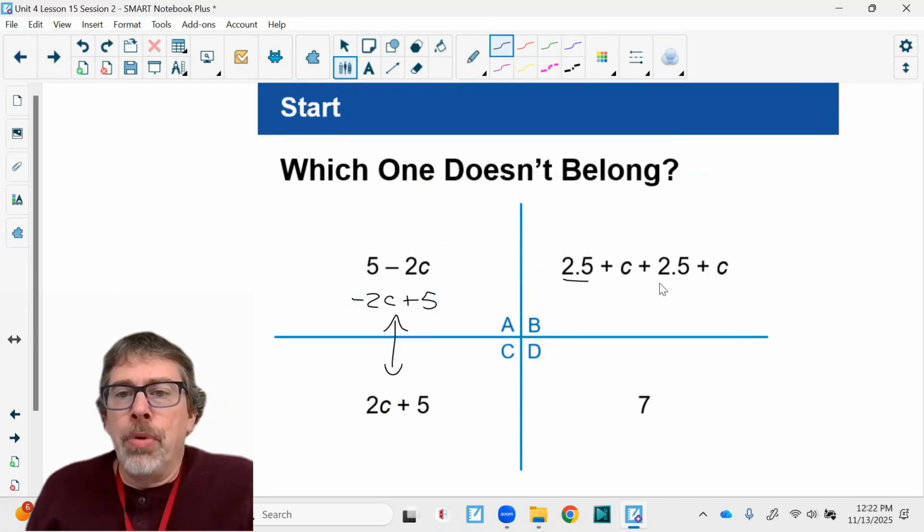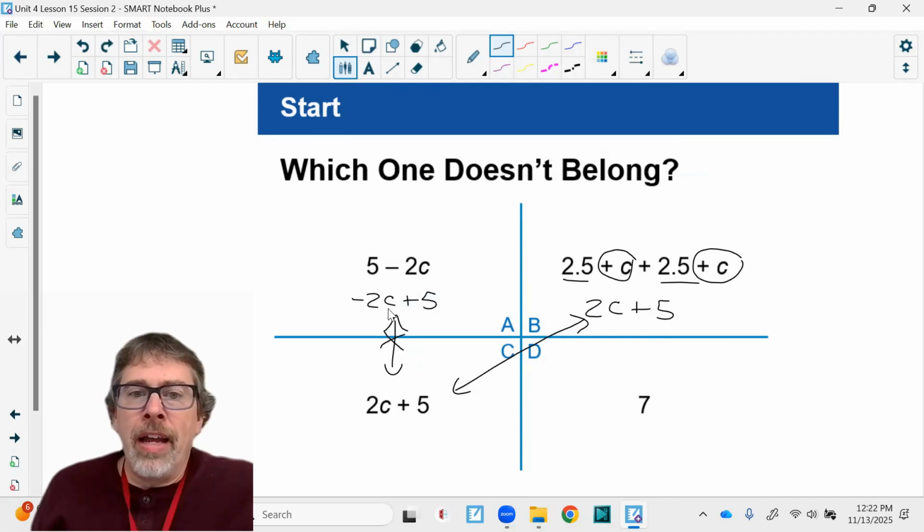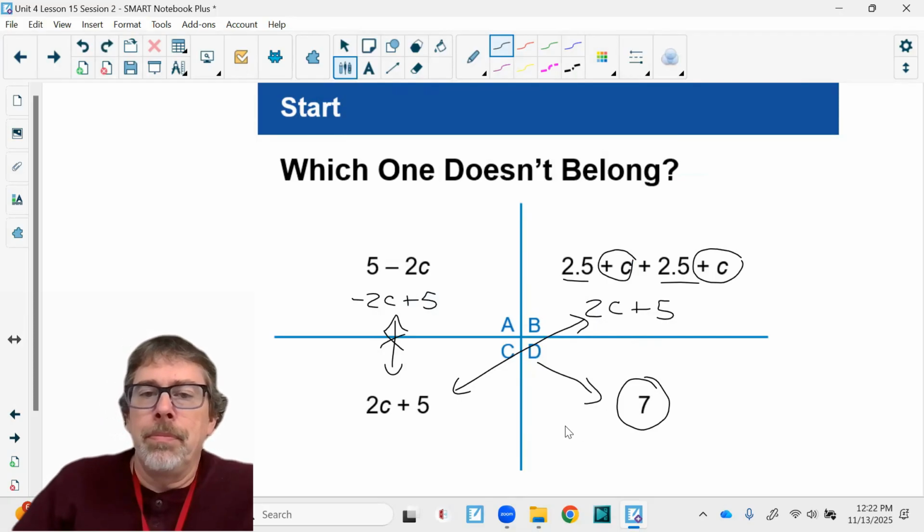Okay, when I add 2.5 and 2.5 and I add c to c, c plus c is 2c, plus 2.5 plus 2.5 is 5. Now I have 2c plus 5. So these two are equal. These two are not. However, they all have coefficients of 2 and variables of c and constants of 5 being positive or negative, and this is all by itself a constant of 7. So which one doesn't belong? I would say it was D. Okay?